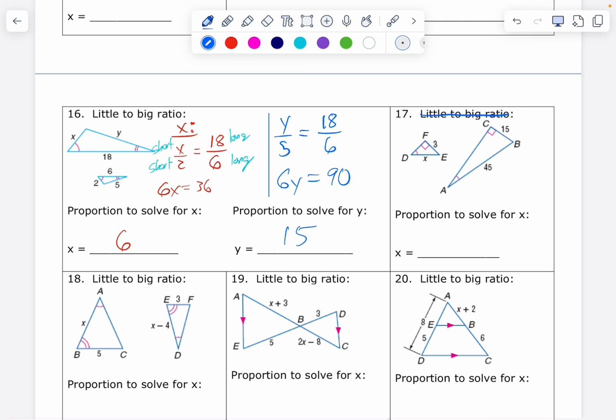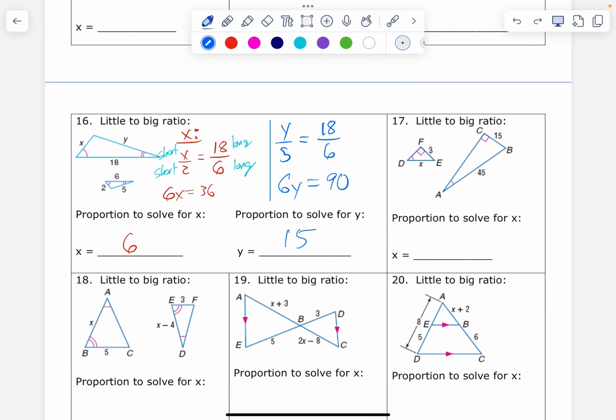All right. Again, we're not worried about specifically doing little to big, because sometimes you don't see it that way. And honestly, I don't care which way you do it, as long as it's accurate. Okay, what's our proportion for x this time? I'm going to start you off with that. What do you have to fill in to match?